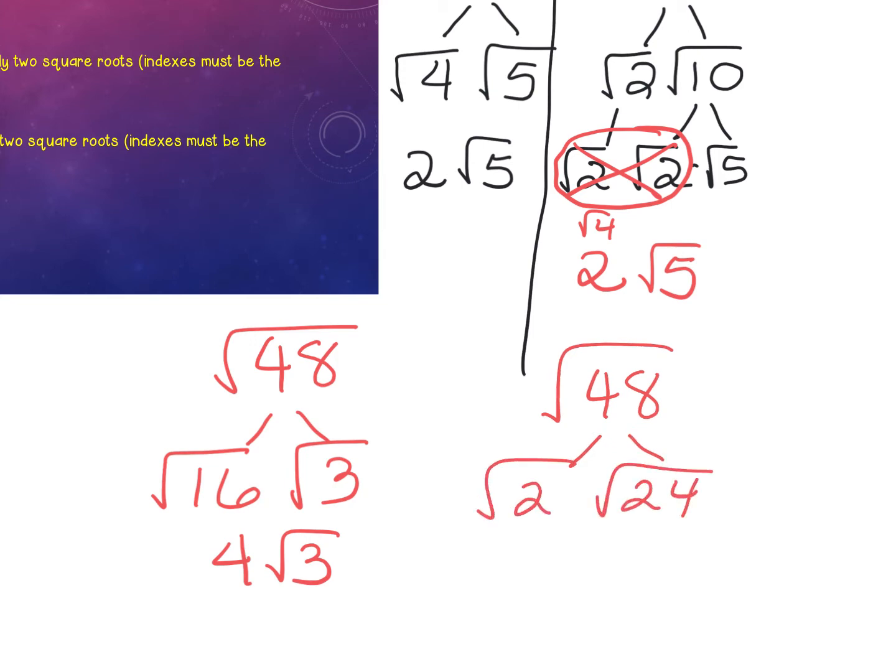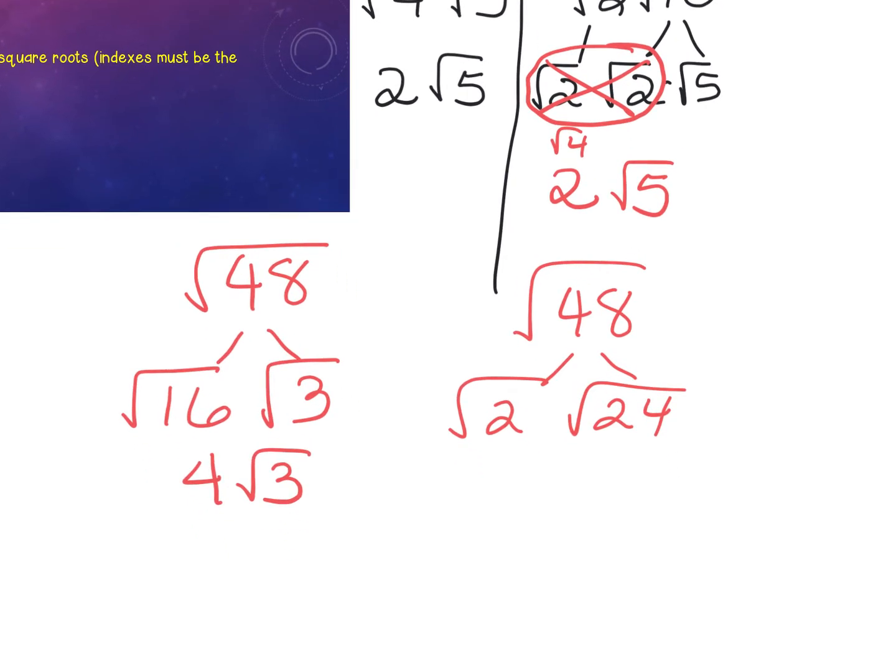So when this occurs, what you're going to need to do now is keep breaking it down till it's prime and then look for pairs. So for example, 2 is prime, 24 is not. I need to keep breaking 24 down. So I could break 24 into 2 times 12, 3 times 8, 4 times 6. Let me go ahead and do that one.